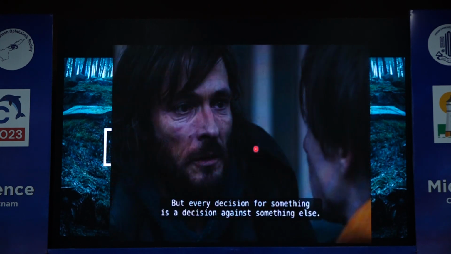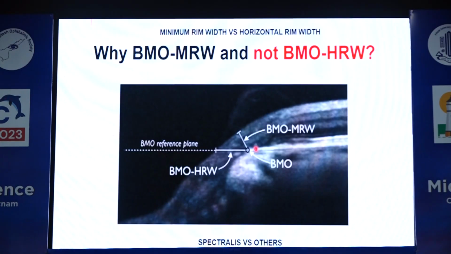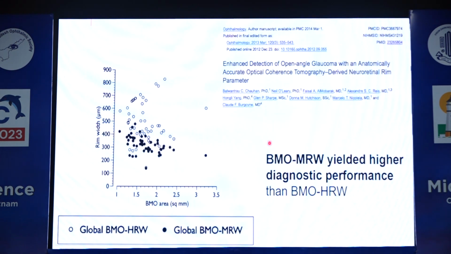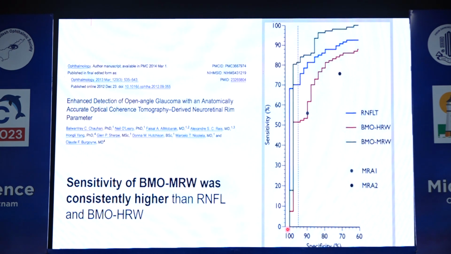So when you go for a decision, it will always be against something else. So why not Brooks membrane horizontal rim width? Because traditionally this is what we were doing, the horizontal rim width. Now we are changing to minimum rim width. So let us see some review of literature. Brooks membrane opening minimum rim width yielded a higher diagnostic performance than its traditional counterpart, the horizontal rim width. Also, the sensitivity of MRW was consistently higher than RNFL and Brooks membrane opening horizontal rim width.